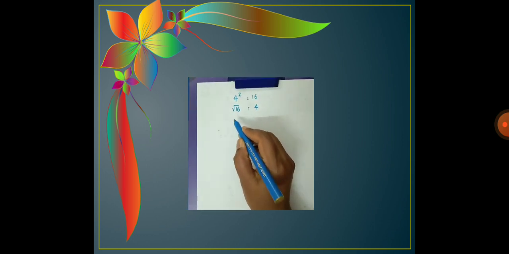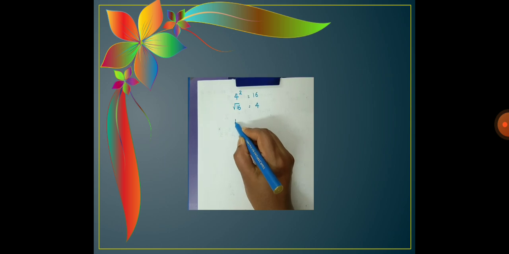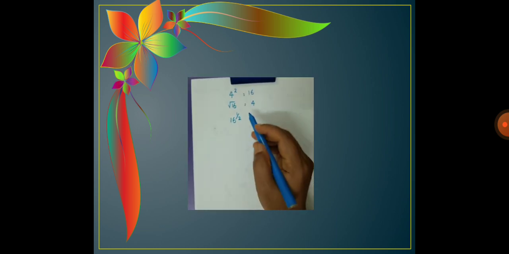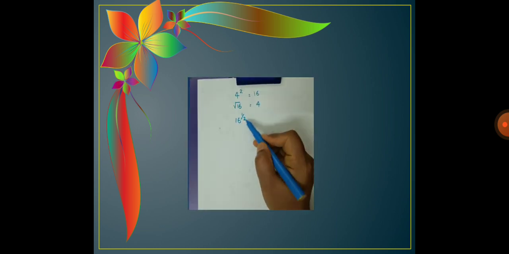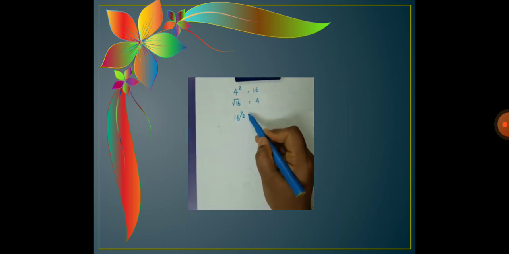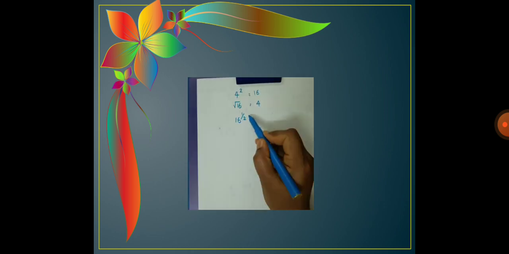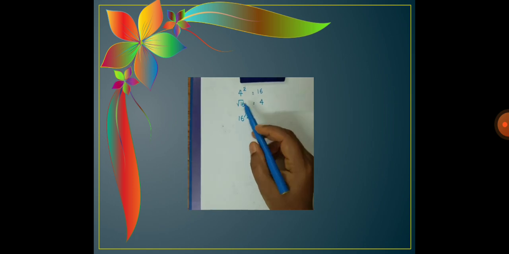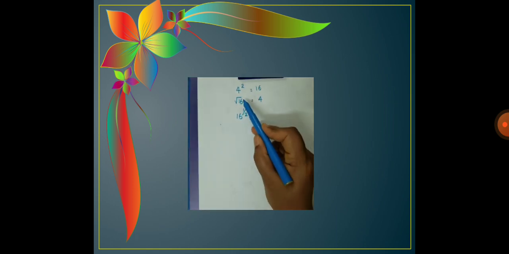For the square root of 16, watch carefully. This is how we will write the square root of 16 in the index manner. So this is what is called the 1 by nth root of a number. It can be any number. This is the 1 by nth root. Understood? This is the square root of 16, and it can be written like this.